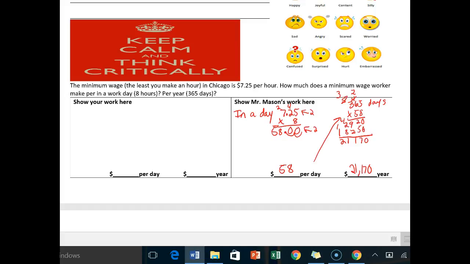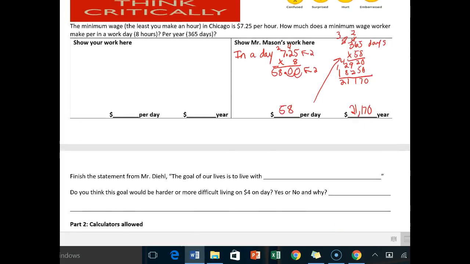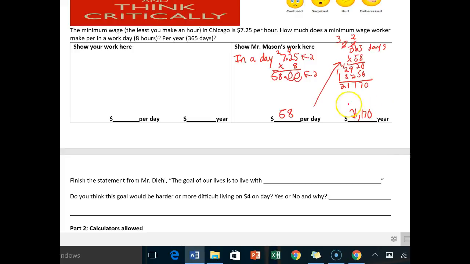So even somebody just making minimum wage would be considered a person all the way up here in tier 1, right? They're better off than 4 billion people throughout the world. But let's be honest, we all want to make more than minimum wage. It is very difficult to survive in Chicago on that $21,000. You have to make a lot of sacrifices.